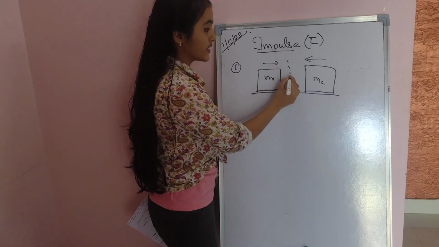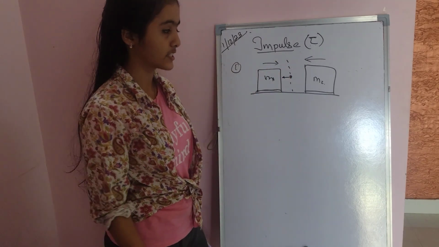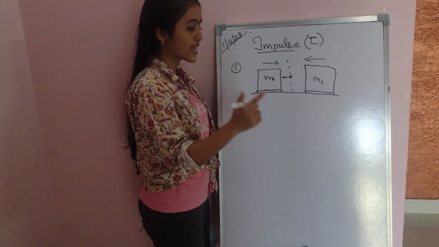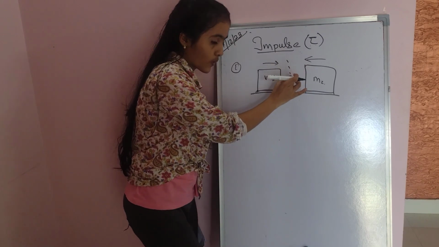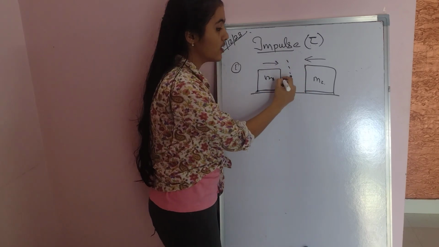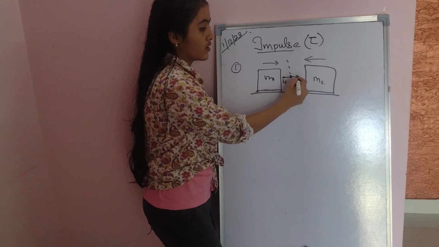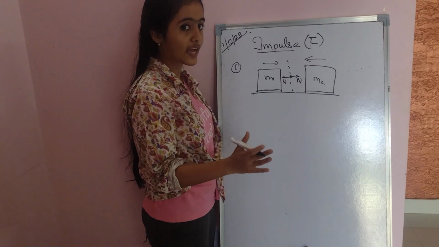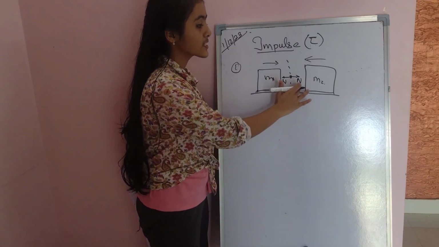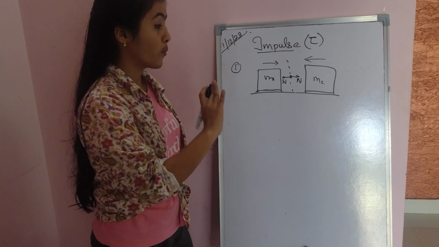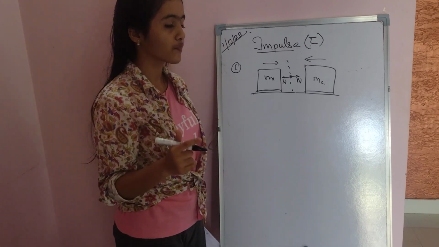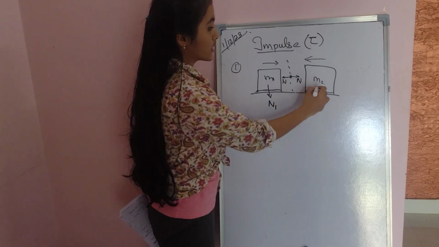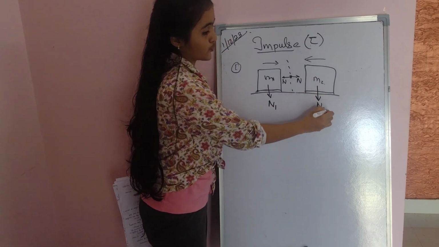So when they are colliding here, a normal reaction is acting. Whenever 2 bodies are in contact, a normal force happens. When these bodies are meeting here, a normal force of reaction is formed. This normal force is opposite in direction but same in magnitude. This M1 has a normal reaction N1. This M2 has a normal reaction N2.